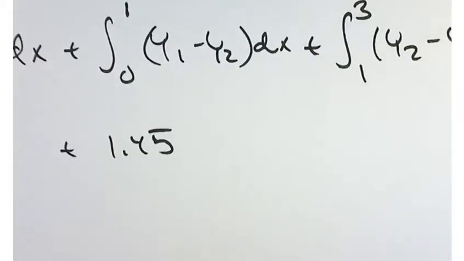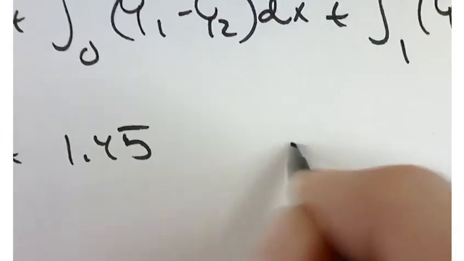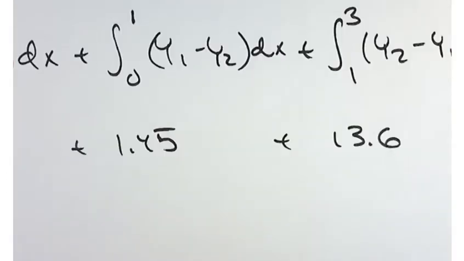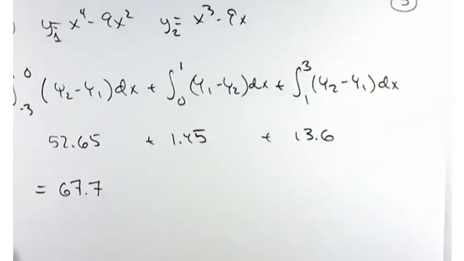Someone want to do me a favor and add all those three up? Let's see, it should be 15.05... 67.7? 67.7? All right, good. There we go.